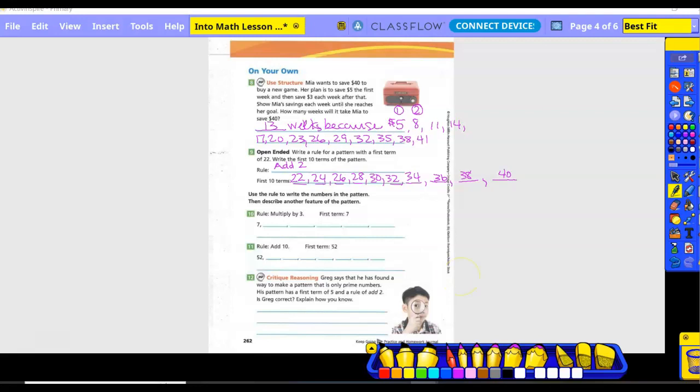Number 12, Greg says that he has found a way to make a pattern that is only prime numbers. His pattern has a first term of 5 and a rule of add 2. Is Greg correct? Explain how you know. So we're going to write yes or no because. Okay, and then what are you going to start with, guys?